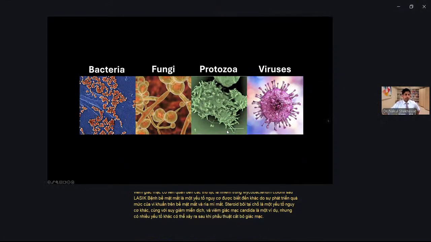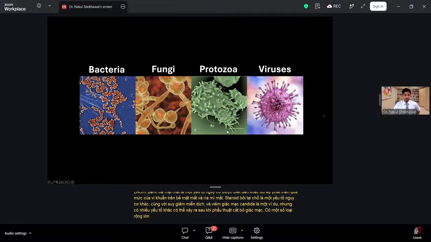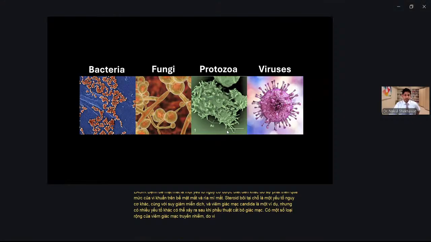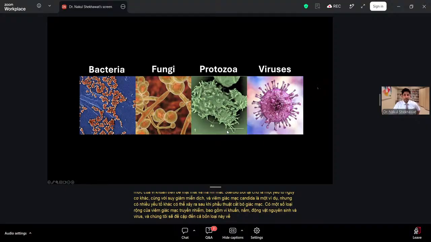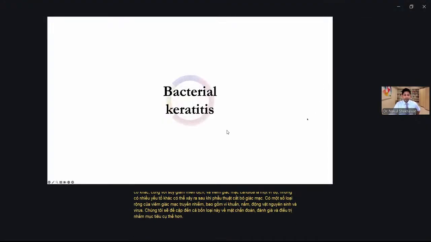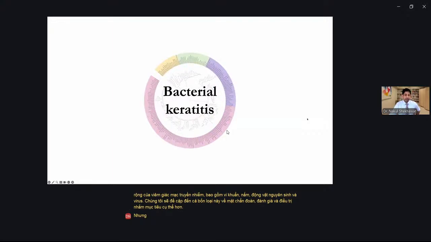There are some broad categories of infectious keratitis: bacteria, fungi, protozoa, and viruses. And we're going to be covering all 4 of those in terms of diagnosis, assessment, and more specifically targeted treatment. But let's talk about the epidemiology of bacterial keratitis.